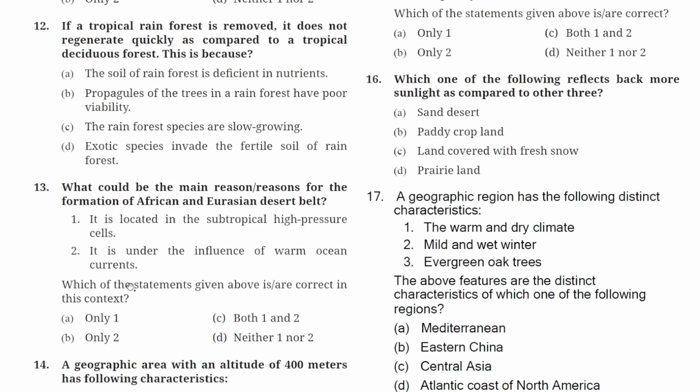So for the formation of the African and Eurasian desert belt, subtropical high pressure belt cells facilitate the development of desert due to formation of anticyclonic conditions. Tropical deserts are influenced by cold currents, not by the hot currents. So the second option is wrong. Only one, that is A, is the right answer.